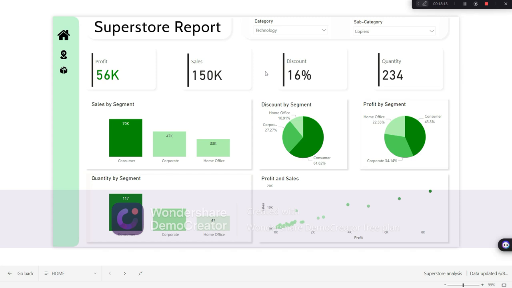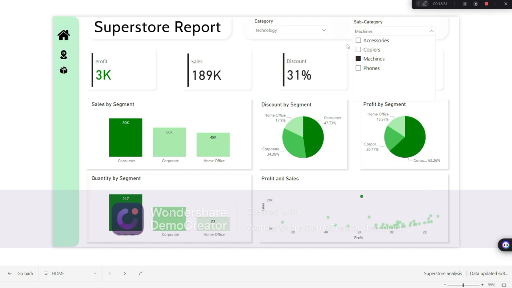The total sales is about 150K. Means we made less profit on copiers. Also for the machines, we made 3K profit on 189K sales, and the discount is very high for the machines. We have to think about that, we have to decrease the average discount on machines.